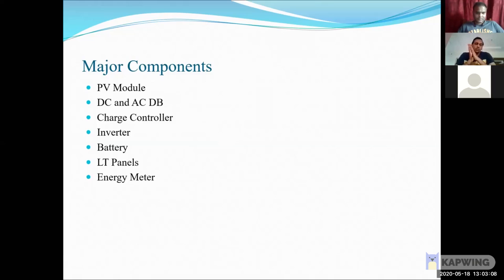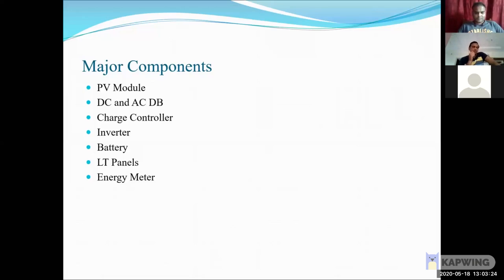Then what are the major components? When we are talking about the rooftop solar plant, this is a captive solar plant. So here no transformer is required, no ST panel or transmission lines are required. In this one we have only the basic components.